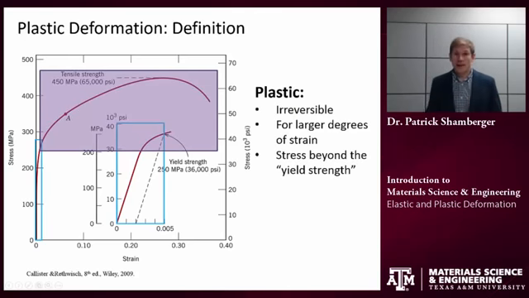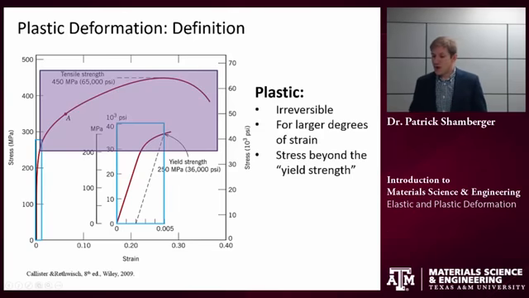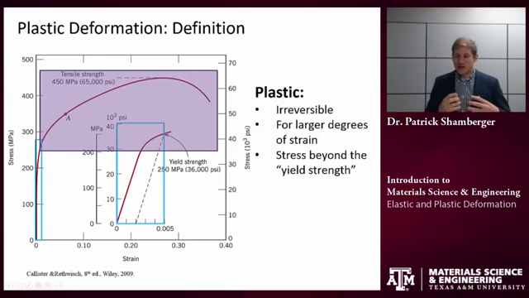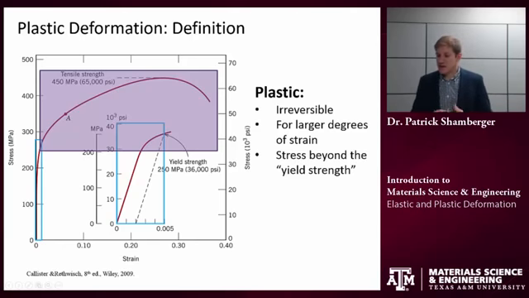Okay, what about plastic deformation? So this is the entire rest of the curve where we've exceeded the yield point of the material. Remember, the yield point is defined as the point that serves as the boundary between the elastic and the plastic regions. Okay, plastic deformation, remember, is irreversible. So once I have deformed something plastically, it doesn't go back to that same initial state. So typically we see plastic deformation for larger degrees of stress or strain.